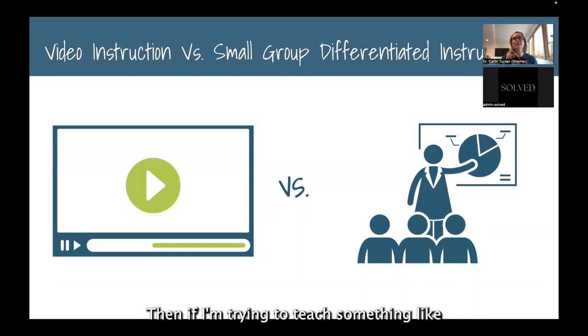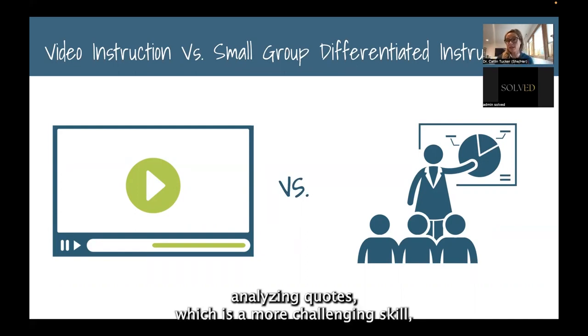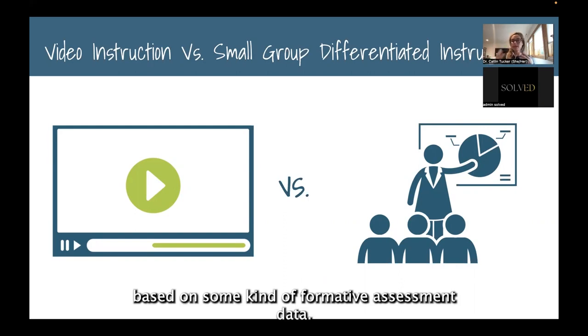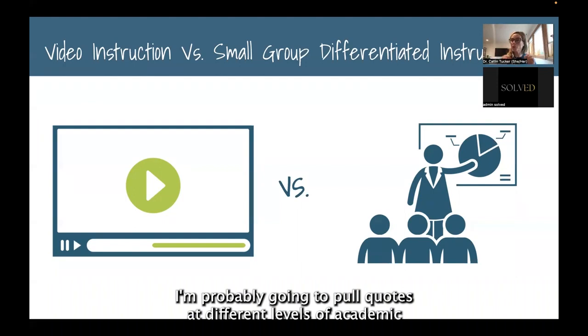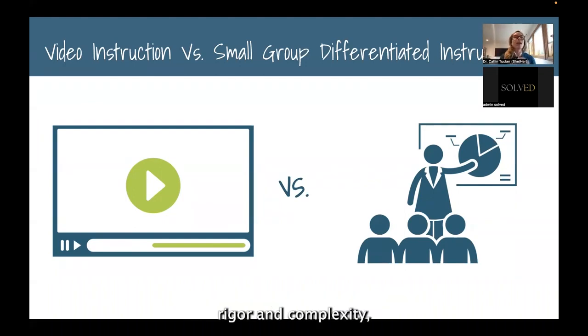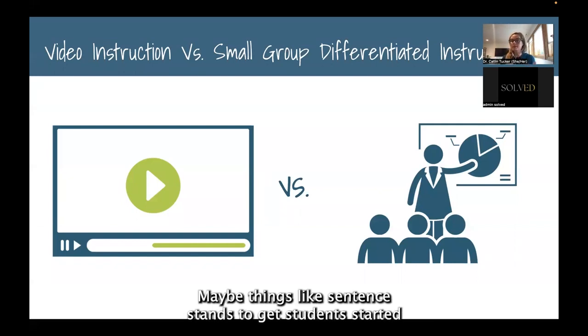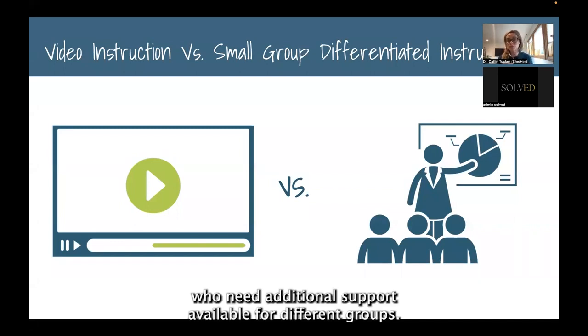Then if I'm trying to teach something like analyzing quotes, which is a more challenging skill, definitely more nuanced, I'm going to break students up into groups based on some kind of formative assessment data. I'm probably going to pull quotes at different levels of academic rigor and complexity. And then I'm going to have different kinds of scaffolds and supports, maybe things like sentence stems to get students started who need additional support, available for different groups.